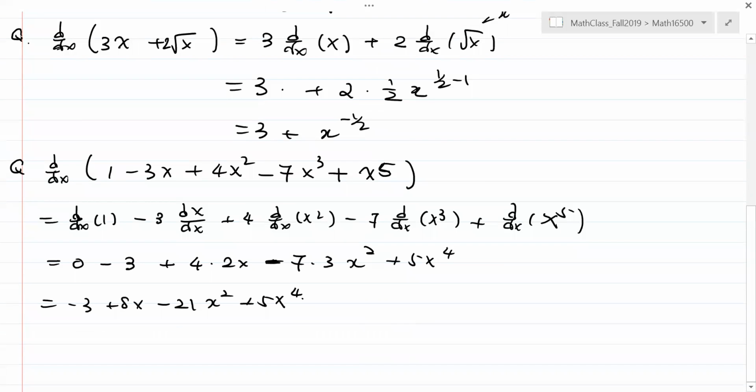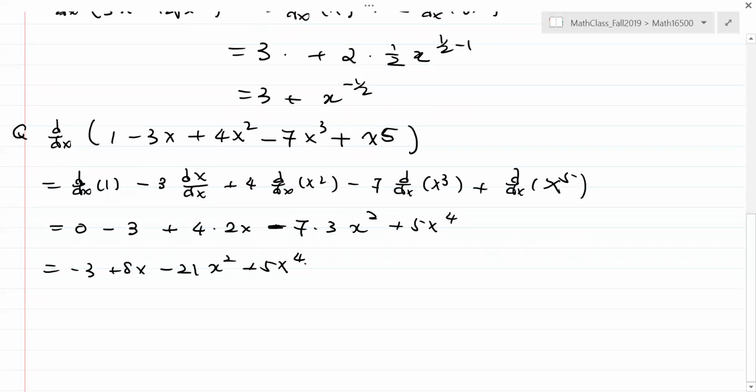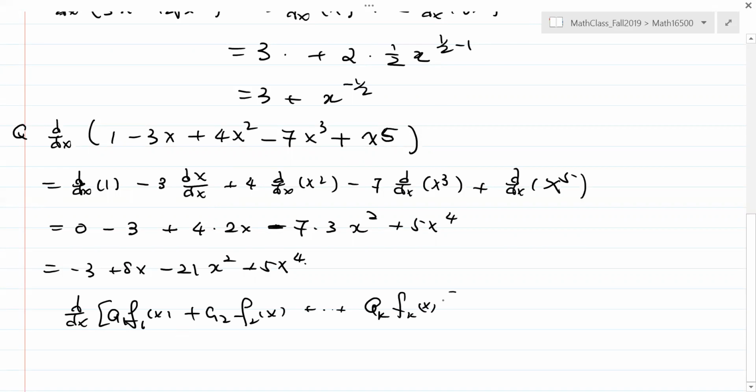Although it is the sum of several terms, you can use the above formula for the sum of two functions. It's a similar formula. Suppose you have more than two terms. The derivative of a1 f1(x) plus a2 f2(x) and so on, the general term ak fk(x).